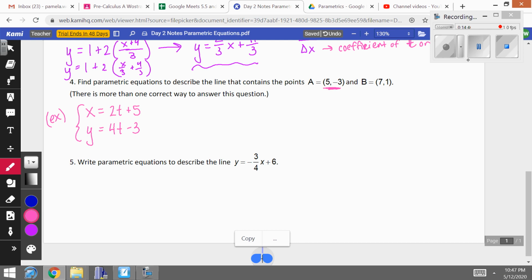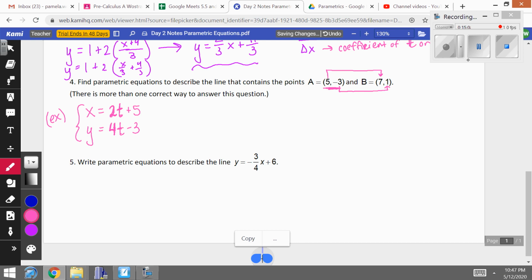So to get from 5 to 7, notice we would go to the right 2. So I made the coefficient of the t on the x equation 2, since it goes 2 to the right. And then if I go from negative 3 to 1 for the y's, I would be going up 4, and that gave me the 4 in front of the t on the y equation.